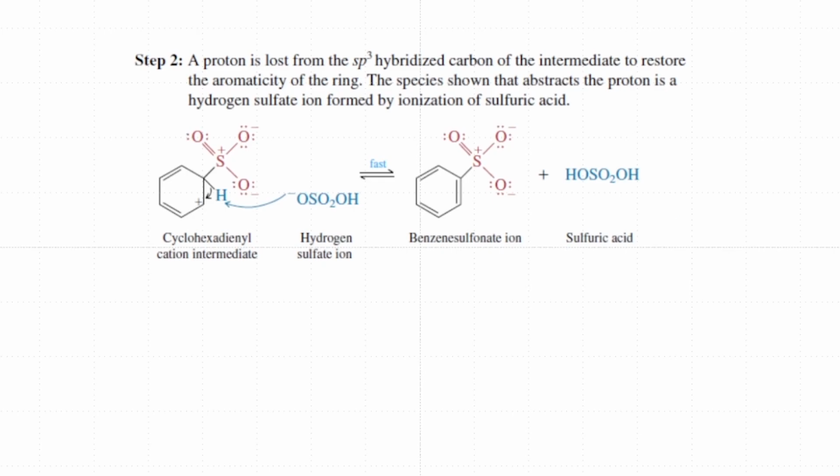Now once this is formed, the aromaticity is restored. So we would expect that this process is quite fast. One aspect about this reaction that is different from regular electrophilic aromatic substitution is that this reaction requires a reasonable amount of heat. And the second thing is that it produces an anion, which is benzene sulfonate ion.